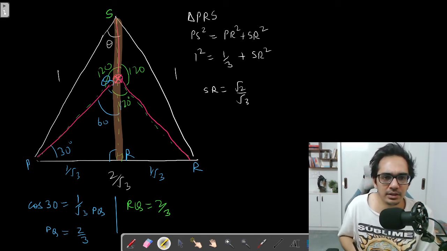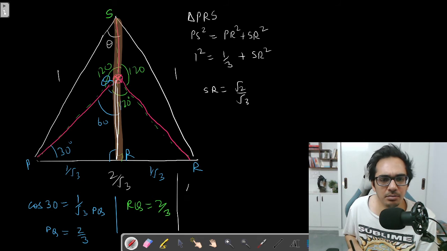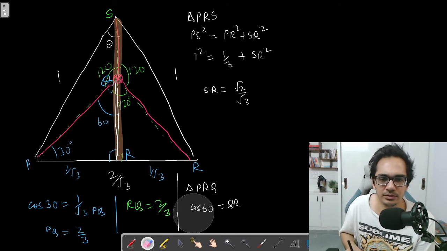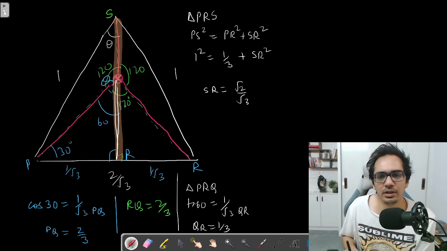So what is the length of QR? QR also you can find here only. I will do it. Let's take triangle PRQ. So we have to find QR. We can use cos 60. Cos 60 is equal to base upon hypotenuse, or let's take tan 60. It's better to take tan 60. Tan 60 is equal to perpendicular, which is 1 by root 3, divided by base, which is QR. Tan 60 is equal to root 3. So QR is equal to 1 by 3. Nice. So now QR is 1 by 3.